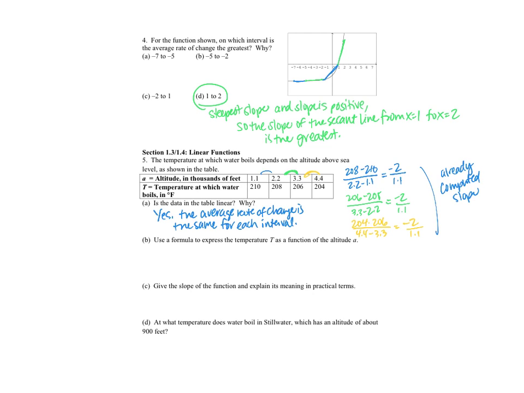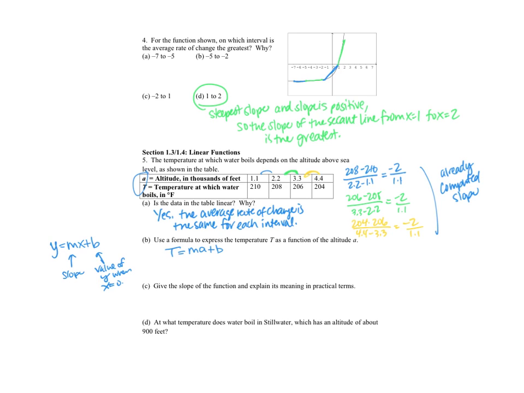We know that linear functions are often expressed y equals mx plus b, where m is the slope and b is the value of y when x is 0, or in other words, that's our y-intercept. And so here I'm going to use that same formula, but I'm going to use the variables that I'm given. So I can write T is equal to mA plus b. And so I know my m is negative 2 over 1.1.